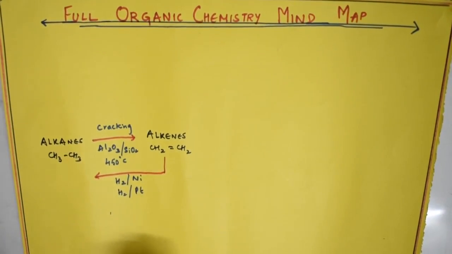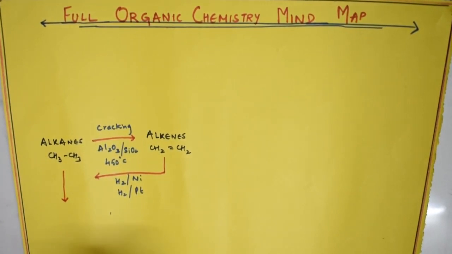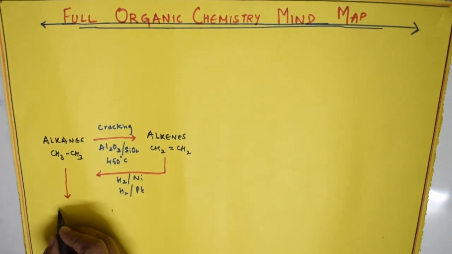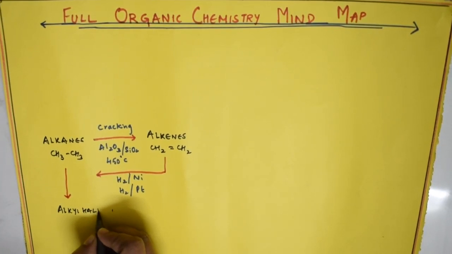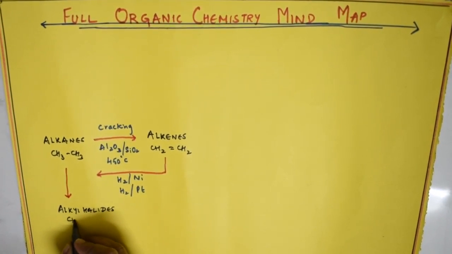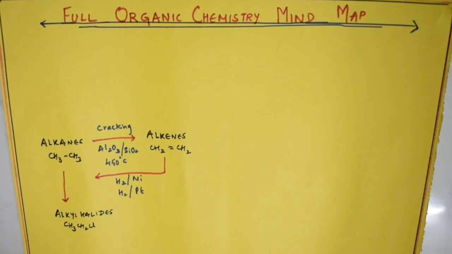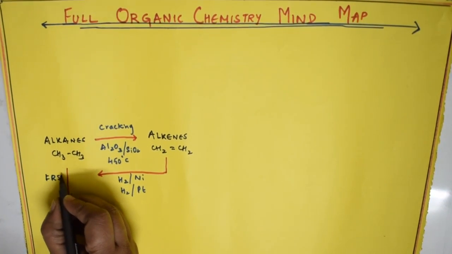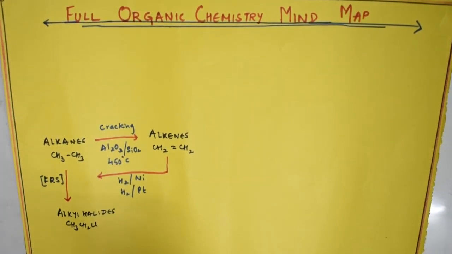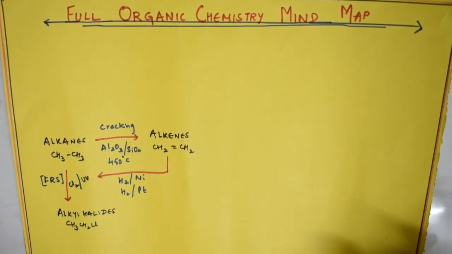Now further, I can convert alkanes to alkyl halides. This is your grade 12th, isn't it? So how can I convert alkanes to alkyl halides? Alkyl halide, this is your grade 12th, that is CH3CH2Cl. I can use something called FRS, that is free radical substitution reaction. FRS stands for free radical substitution reaction. What is required here? I am going to take chlorine in the presence of ultraviolet light. This is over.